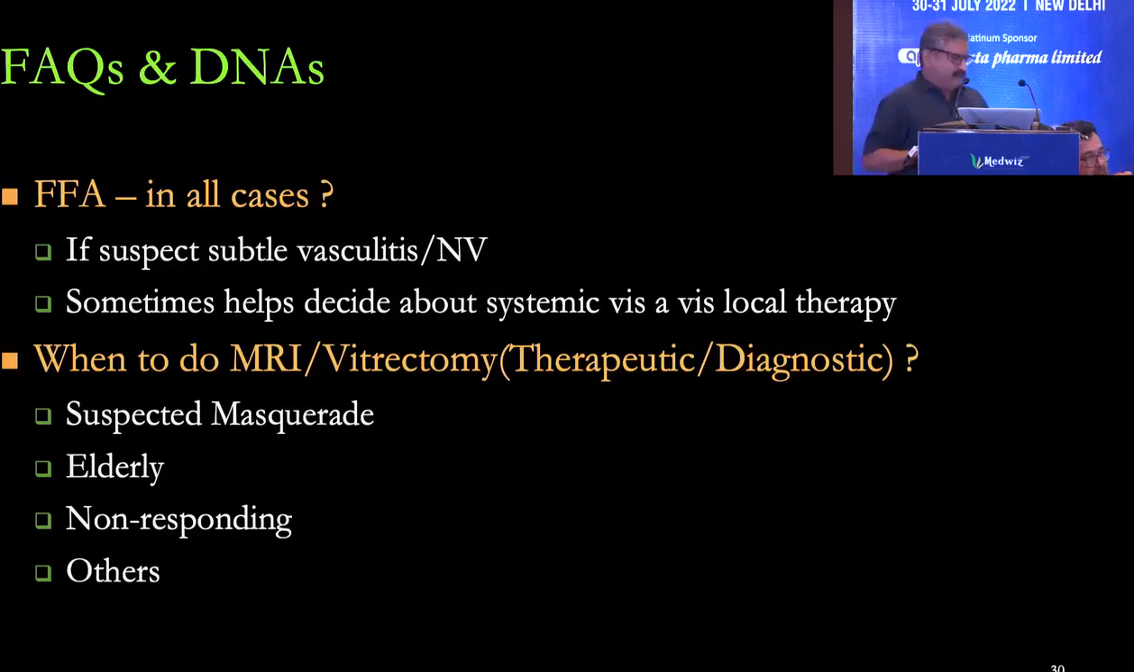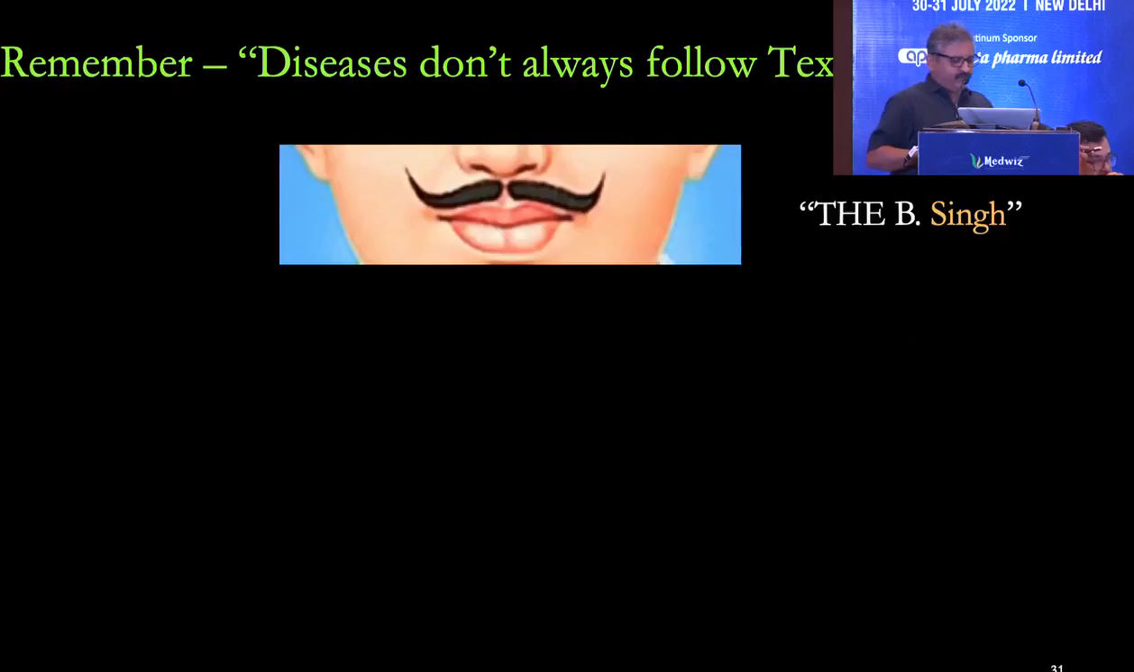FFA nowadays picks up a lot of things, like we saw ultrawide field FFA picking up so many things. If you suspect vasculitis, subtle ones, or neovascularization in intermediate uveitis, you can do FFA. And CNS imaging or vitrectomy when you suspect masquerade or in non-responding elderly patients. Remember that patterns are not always so diagnostic. Remember, diseases don't always follow textbooks.